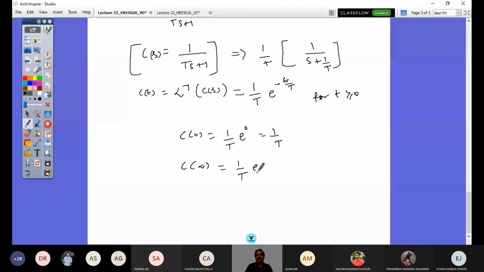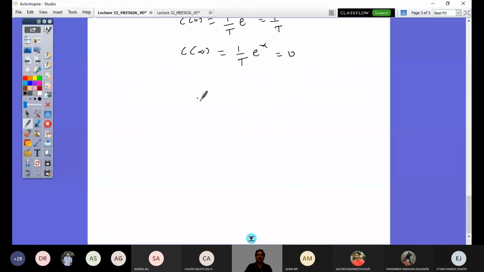It would be appearing like this. So take time on this, and then you have the output C of t here. What is that? At t equal to 0, it's 1 by T, and as t tends to infinity, it is 0. So you would see this function is going to be like this.